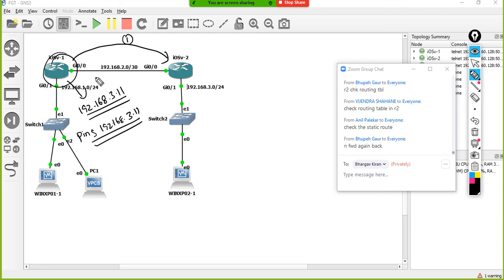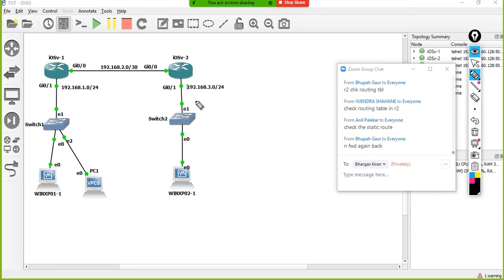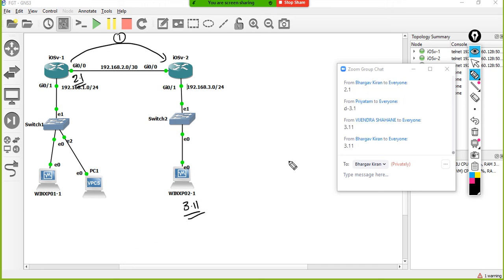What is the source IP here? Everybody, can you type it for me there? What is the source IP? First it came here. Then what is the source IP here? The source IP is 2.1. Then the destination IP is, we want to go to 3.11. Right, guys? Right or wrong? So it reaches here. Then what will router 2 do?